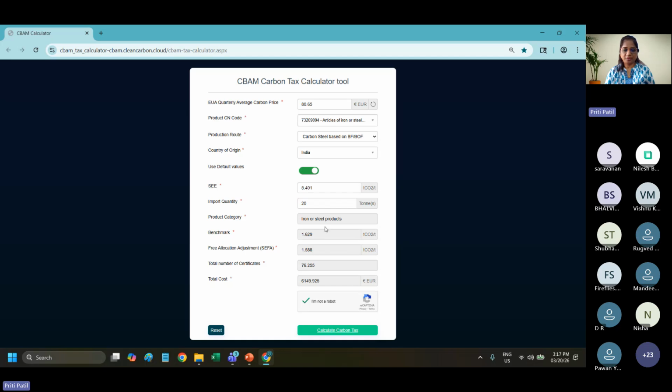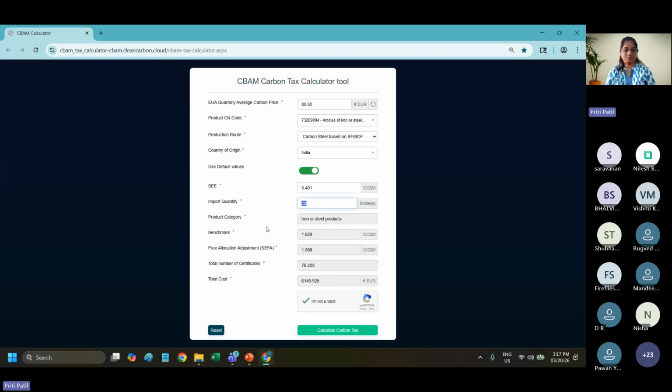So this product is an iron or steel product. Its benchmark is 1.629. Its pre-allocation adjustment comes to 1.588 based upon the default values. And for 20 tons, it is showing you 76.25 certificates are required to be surrendered. The cost becomes 6,149.9 euros. Quite high.